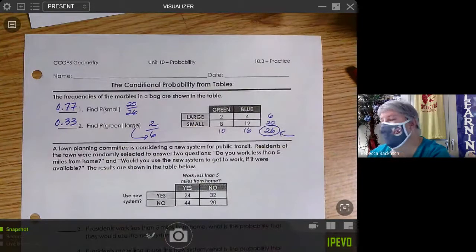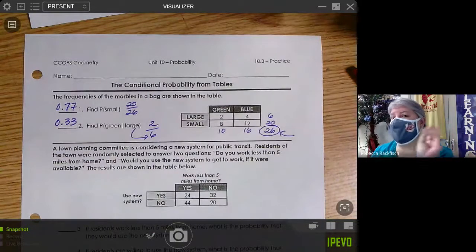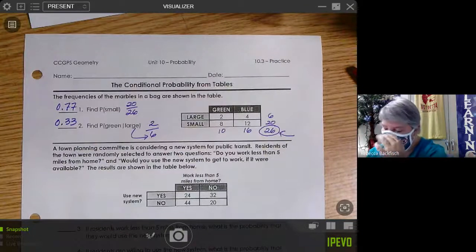The hardest thing about these can be wording. Sometimes you have to really be careful about the wording to make sure you understand whether it's asking you for a probability out of everything or a probability out of a specific smaller group. Okay, so be very aware of that.